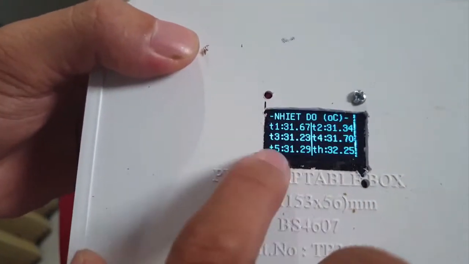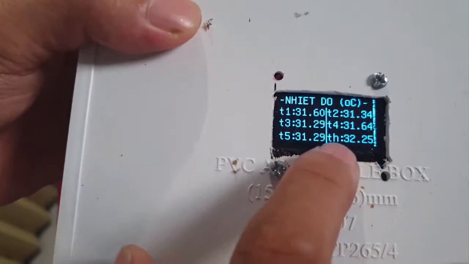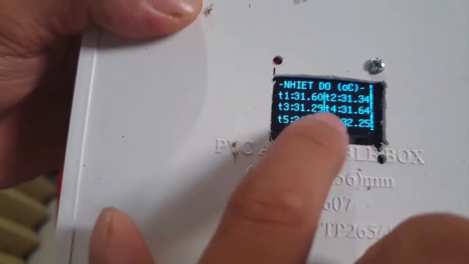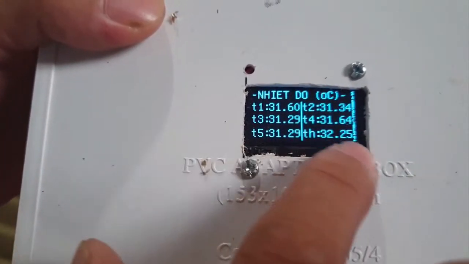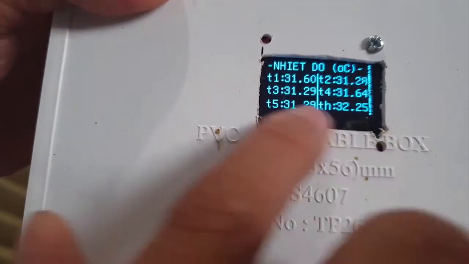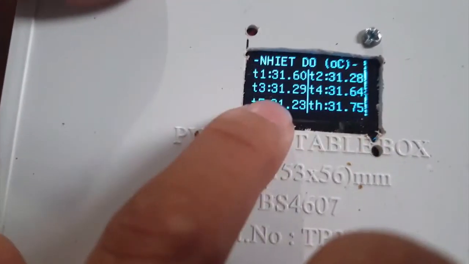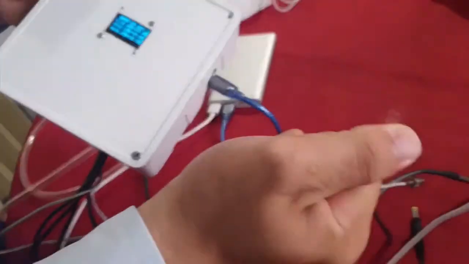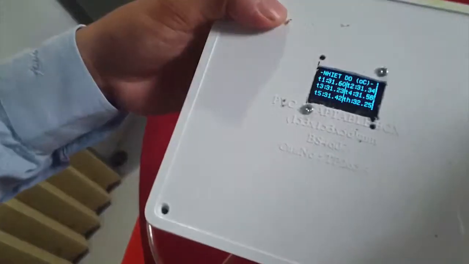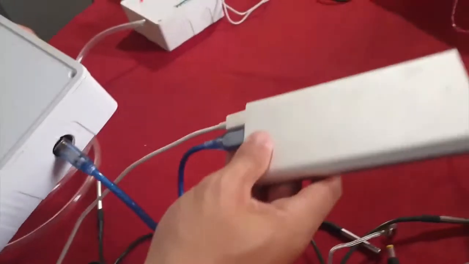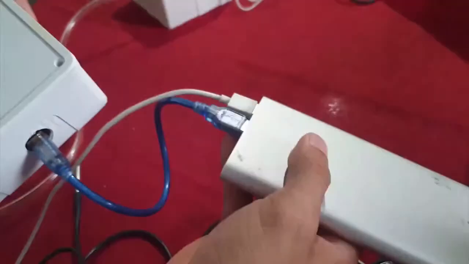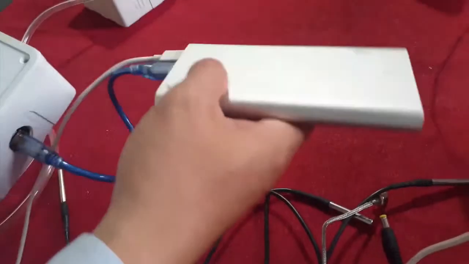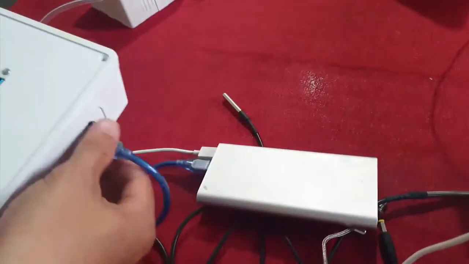You can see the T1, T2, T3, T4, and all these. And I have tested this equipment several times until we have obtained results which are very exact. And since the result appears on the box, and we can charge this equipment with a laptop, we can also easily move this box anywhere.